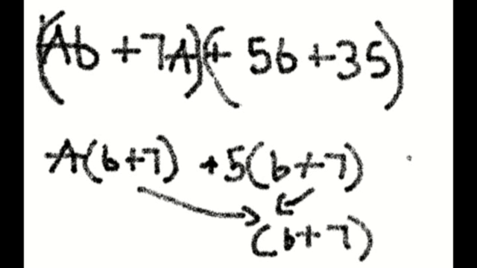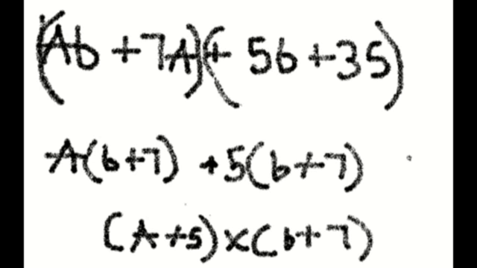Now here's where it becomes interesting. Because we have two factored expressions, each of them ending in b plus 7, this means that we can combine them, and combine the a and positive 5 to form another binomial. This is the factored result of the equation.